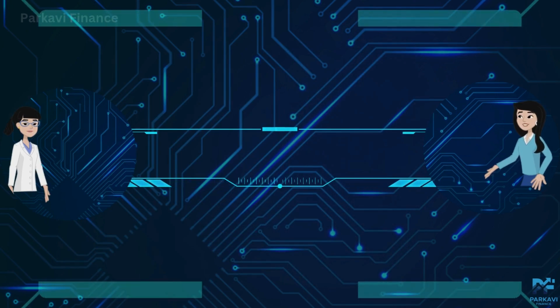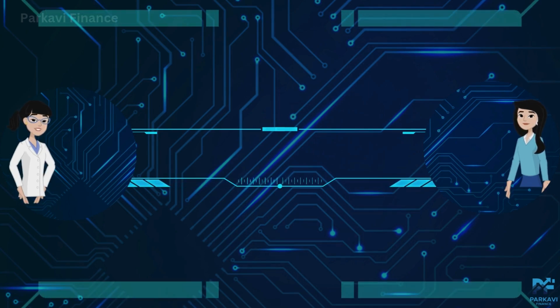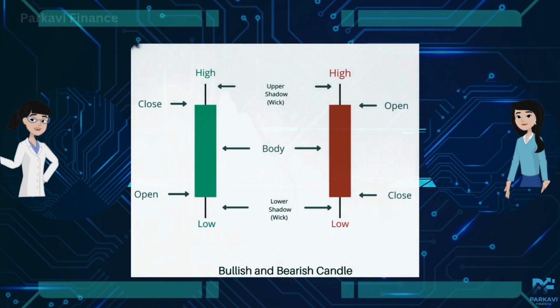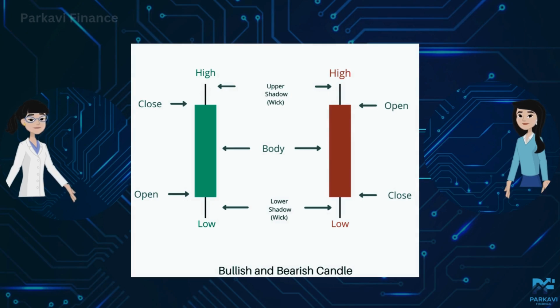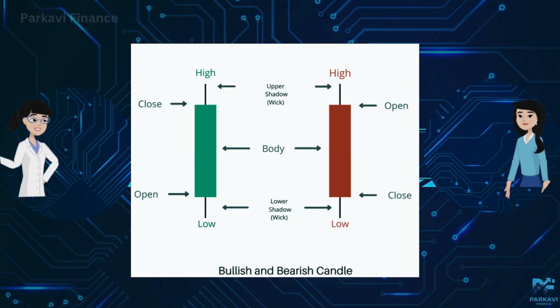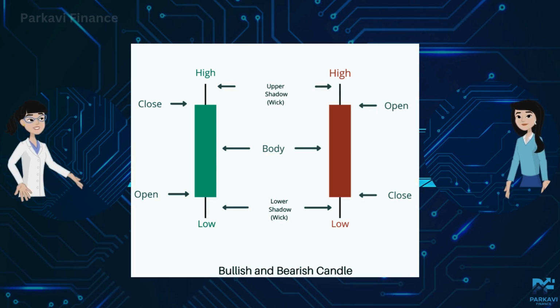Okay, so how do these candlesticks actually work? Imagine each candlestick as a bar for a single trading day. The wide part of the candlestick is called the real body. If this body is filled in red, it means the closing price was lower than the opening price. If it's green, the closing price was higher than the opening.